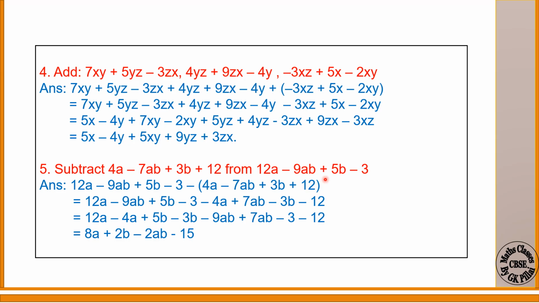Subtract this from this. These are a bit long expressions. Write this first, put a minus sign and write this, open the bracket, change the signs everywhere, and now you can simplify it like this. Your final answer will be 8a plus 2b minus 2ab and minus 15.